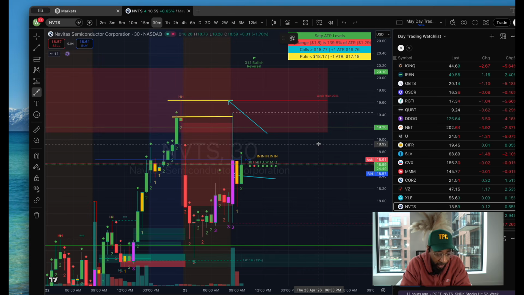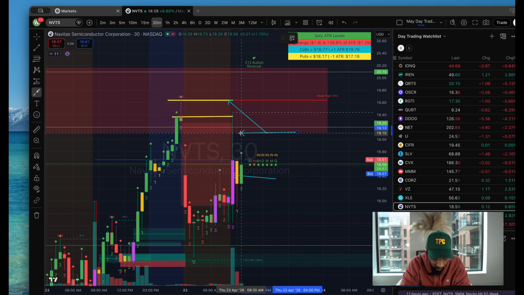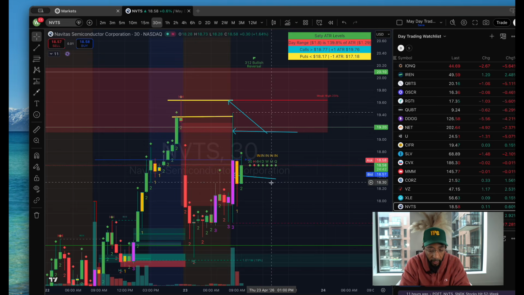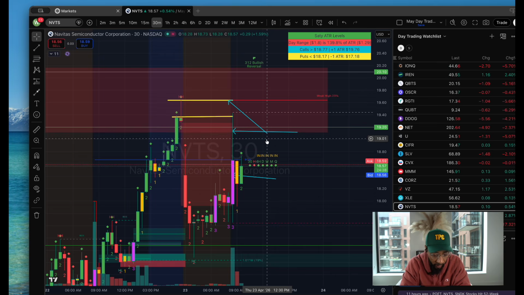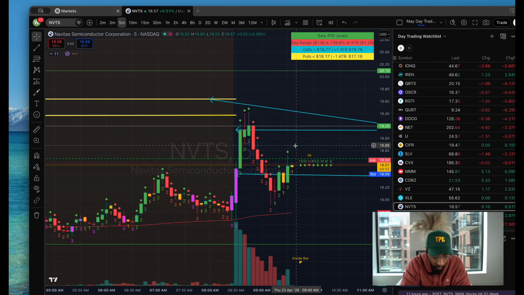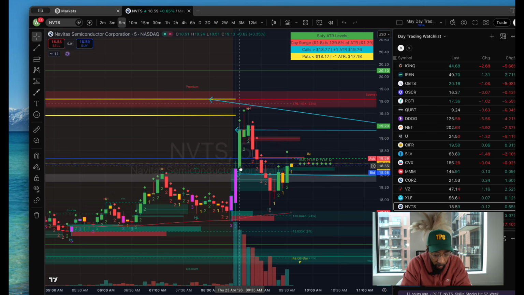Now I took exit like right here, so I got a little 40-cent move or something like that, 60, 70-cent move, something like that, right? When you're looking on the 5-minute, I caught this move right here. This is the move that I caught. The 3-bar closed on the 5-minute candles, right?